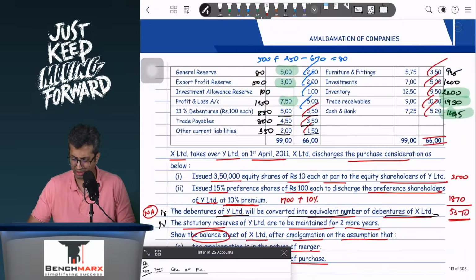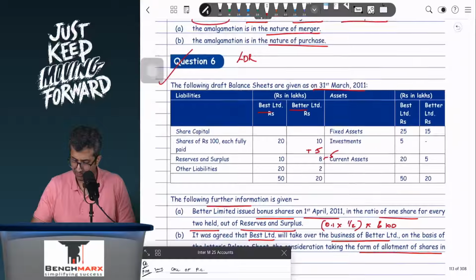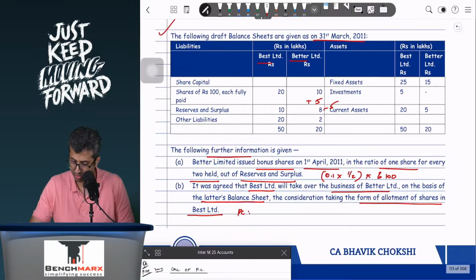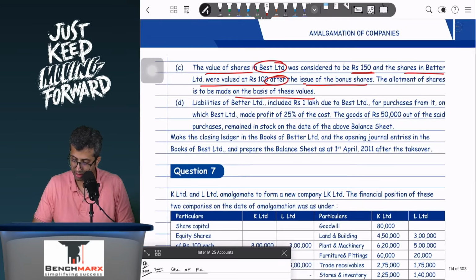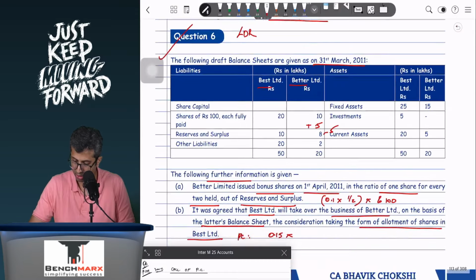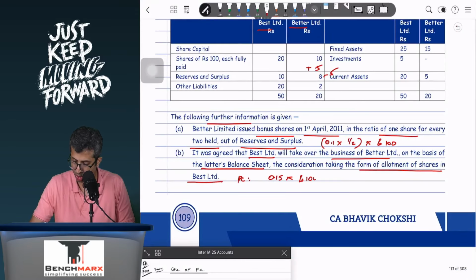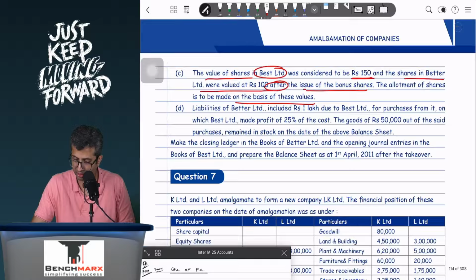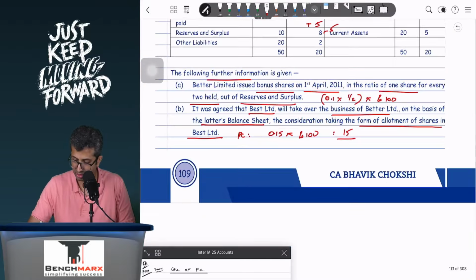So after the issue of bonus shares, actually how many shares would there be? Well, there would be, I believe, 0.15 shares, and each of these shares are worth rupees 100. You have been told this is worth rupees 100. So your total PC would be 0.15 into 100 comes to, let us say, 15. And this PC of 15 would be discharged by issuing shares which are worth rupees 150. So this is discharged by issuing shares which is worth 150.